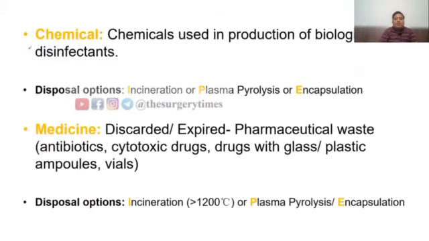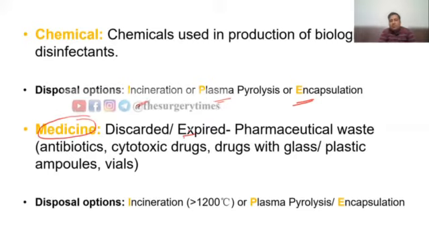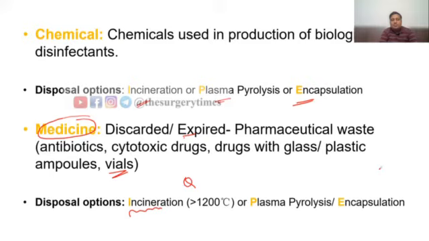This much only is important. Now next is chemicals used in production of biological disinfectants, IPE, incineration, plasma. Not much important, but another important one is medicine, discarded or expired medicine in a hospital. So expired medicines, discarded medicines, pharmaceutical wastes like antibiotics, cytotoxic drugs. Already we have said, if it is an ampoule or vial with cytotoxic drug, then it will come to the yellow bag, otherwise blue bag, glass materials. Now antibiotics, cytotoxic drugs with glass, plastic ampoules and vials, all go for incineration at more than 1200 degrees centigrade, or PP, that is plasma pyrolysis, and encapsulation.